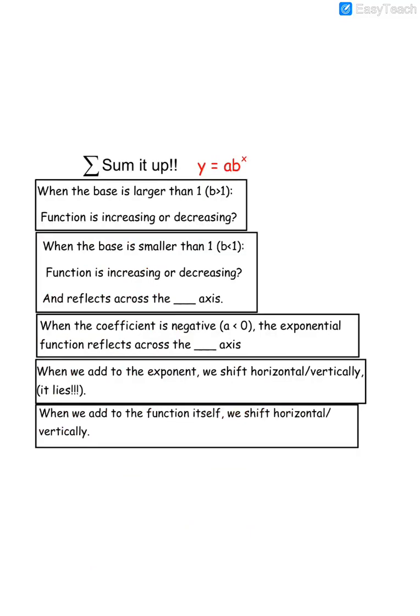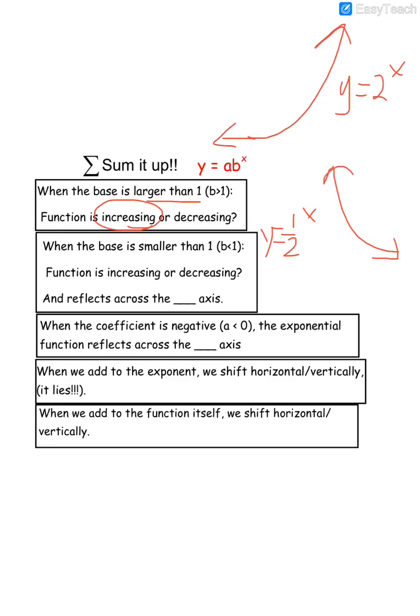When the base is larger than 1, is the function increasing or decreasing? When the base is greater than 1, like 2 to the x, it was going like this from left to right, so it is increasing. When the base is smaller than 1, like we had a reciprocal, 1/2 to the x power, this was y equals 2 to the x power. If y equals 1/2 to the x power, we saw it went like this. So the y values are decreasing and it's reflected over the y-axis.